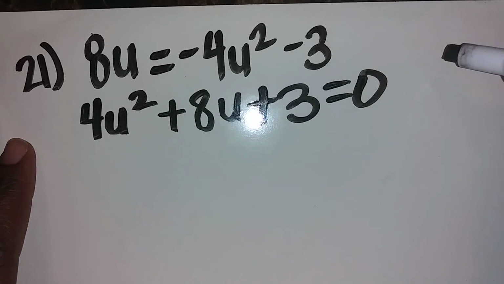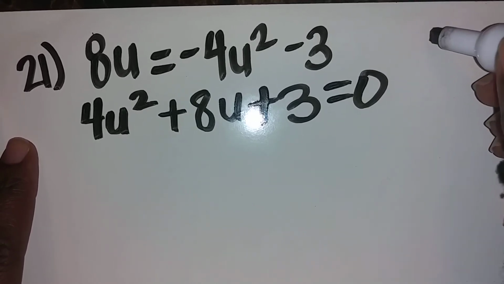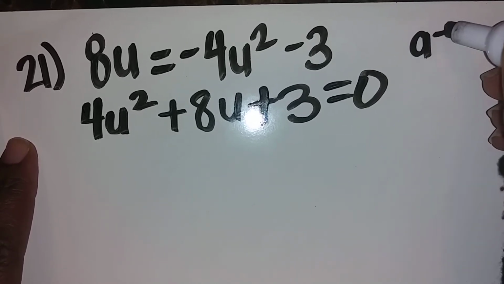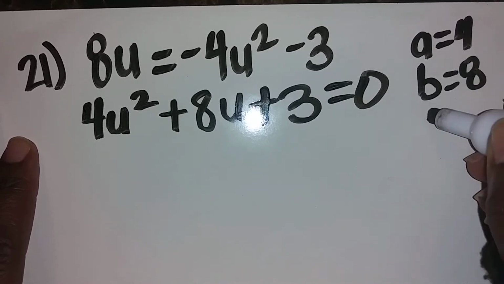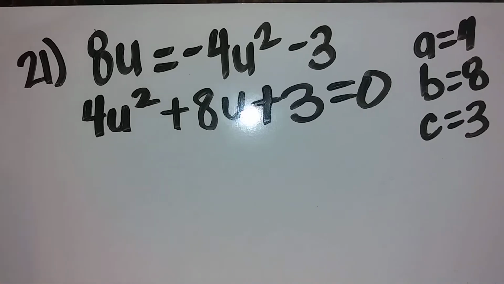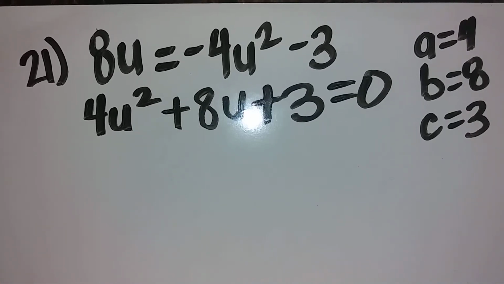Identify A, B, and C. A is 4. B is 8. And C is 3. Okay, so I want to use the quadratic formula again. And we have written that down.